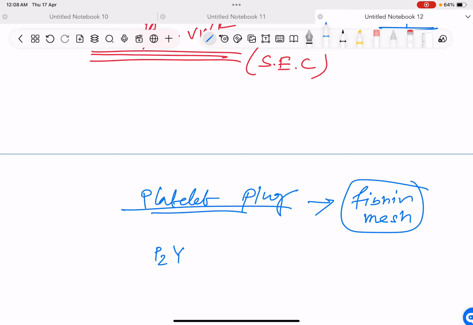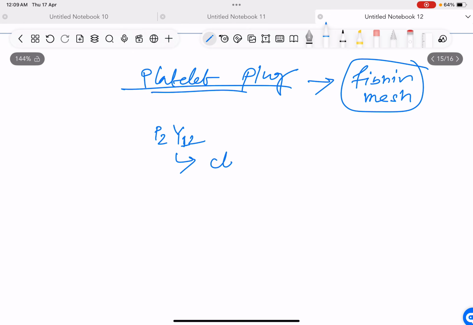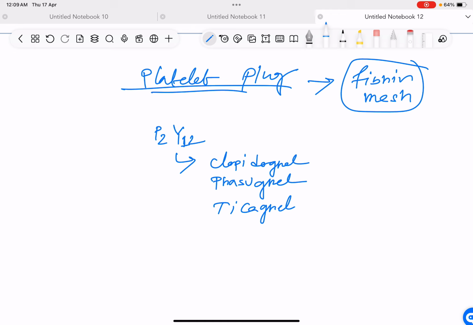But I was telling you how the clopidogrel or the P2Y12 receptors work, because clopidogrel is your P2Y12 receptor antagonist. P2Y12 receptor blocker. Examples of such drugs are clopidogrel, prasugrel, ticagrelor. They are P2Y12 inhibitors, also known as ADP receptor blockers.